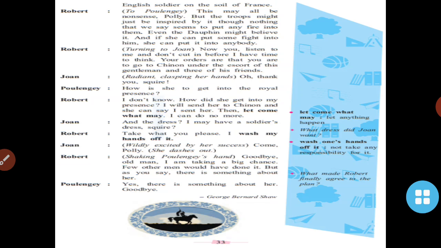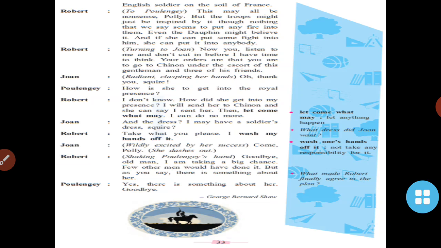Means Robert is saying, I don't know what she will do. She is not a royal person, but I send her. Then let's see what happens over there. I cannot do anything more for her, but I am sending her.